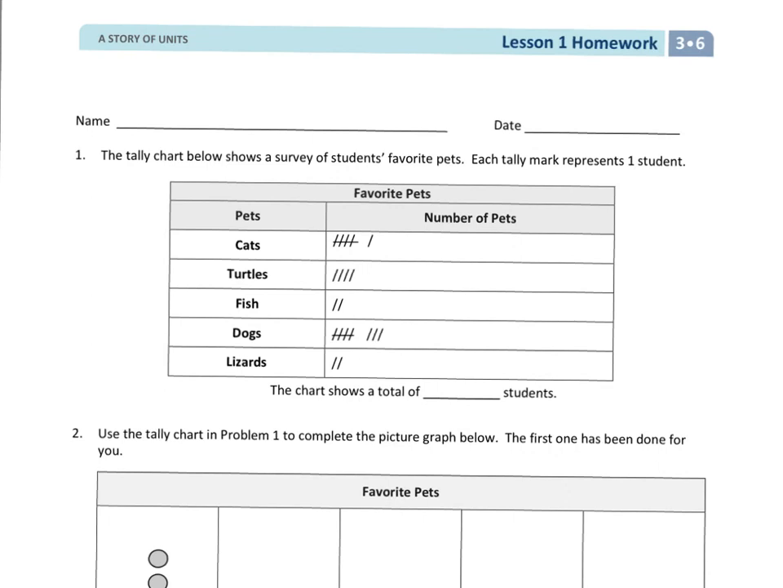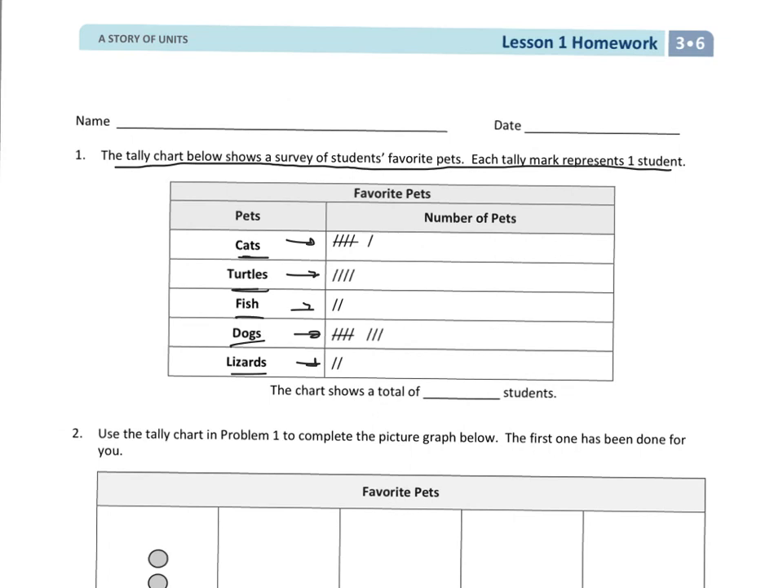The directions state, the tally chart below shows a survey of students' favorite pets. Each tally mark represents one student. So I can see that I have all my pets labeled, and then right next to them I have the tally marks, or the number of people who picked that as their favorite pet.